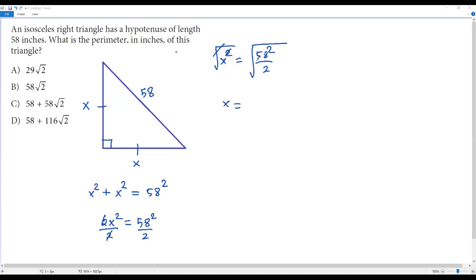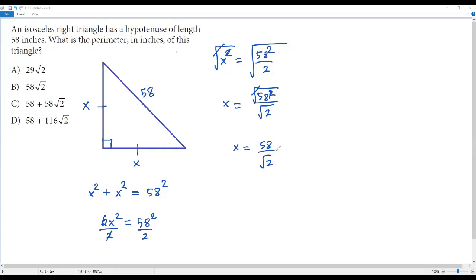On the right side, we have the square root of this fraction. Whenever we have the square root of a fraction, the square root can be distributed to the numerator and denominator. When I distribute the square root to the numerator, I get the square root of 58 squared. And when I distribute the square root to the denominator, I get the square root of 2. In the numerator, the square root and square cancel out. I get x equals 58 over the square root of 2.